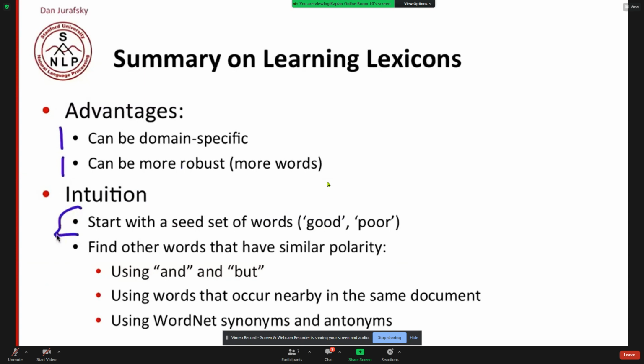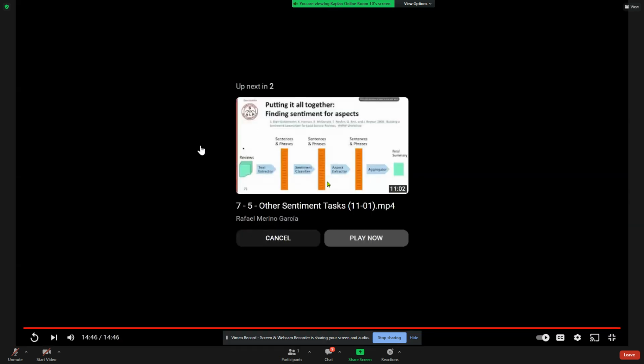And again, the intuition of all these algorithms is really the same. We start with some seed set. We find other words that have similar polarity to that seed set in some semi-automatic way. And the ways we've seen are using whether the words are conjoined with and or but, using words that just occur nearby to words like poor or excellent, so that's our seed set there, or using WordNet synonyms or antonyms.